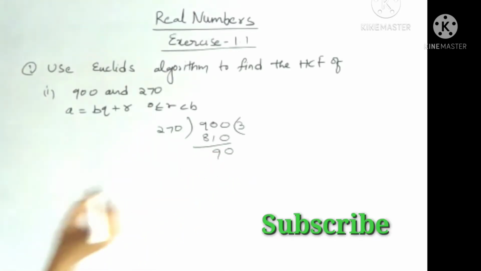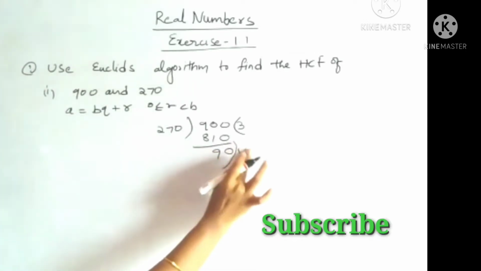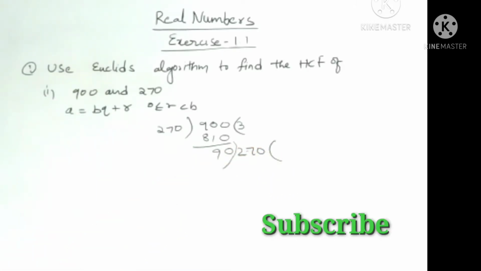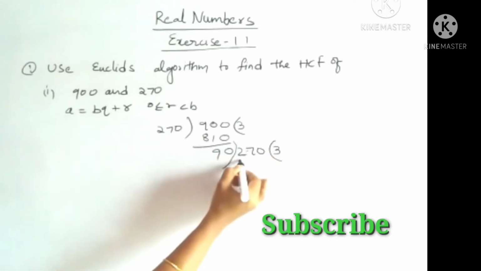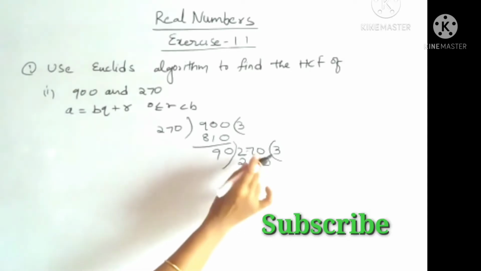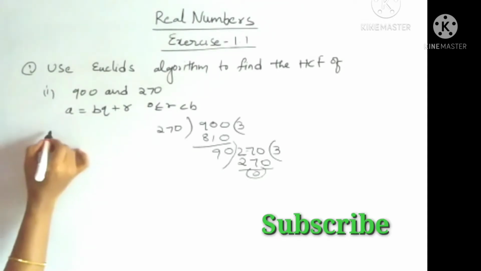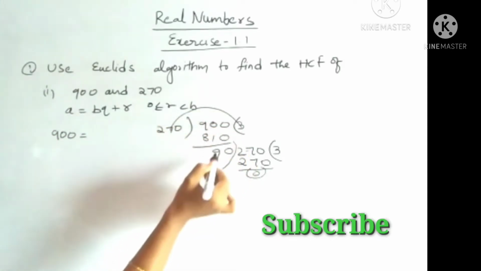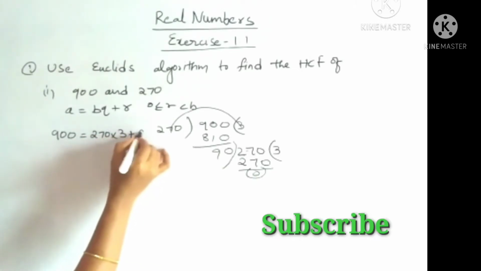Again, it is the continuous division method. We should now divide 270 by this 90 until we get remainder 0. 9 threes are 27, so 90 times 3 is 270. So the remainder is 0. Okay, so now we will write this here. 900 is equal to dividend equals divisor into quotient plus remainder: 270 into 3 plus 90.